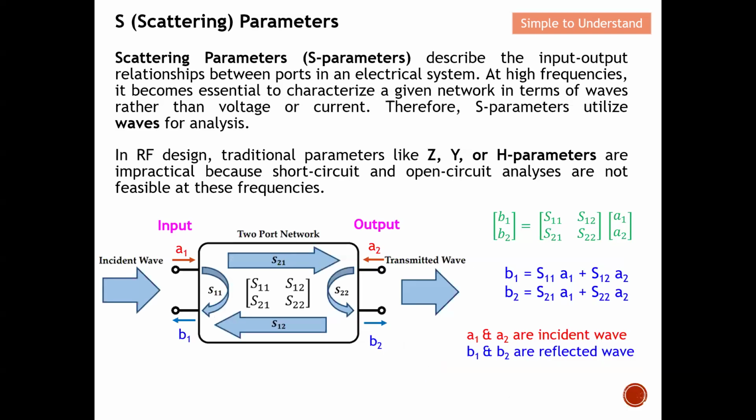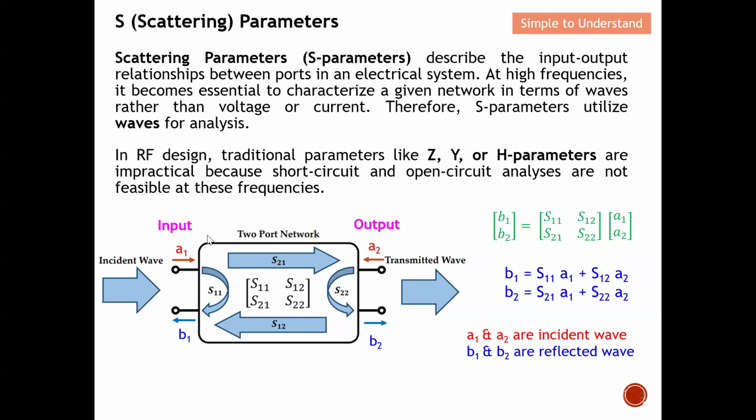Firstly, let's quickly define what is S parameter. S parameters, which is also known as scattering parameters, are in fact used to describe the relationship between input and output ports in an electrical system. At high frequency, it becomes essential to characterize a given network in terms of waves rather than voltage or current. So therefore, S parameters actually utilize wave to do this form of circuit analysis.